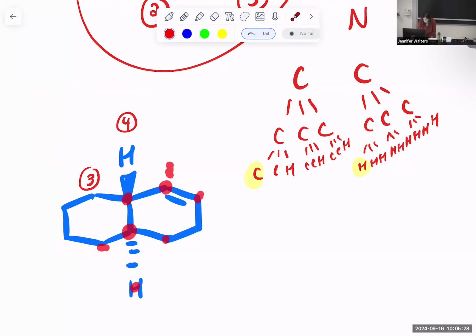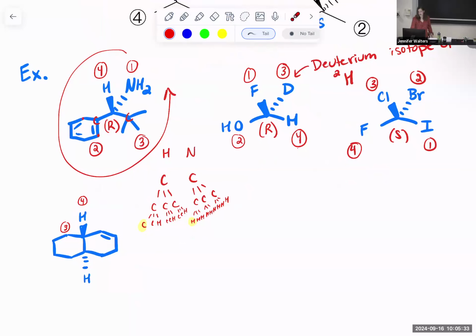Then I get to, well, we're out of time. We'll start with this one next time. Go ahead and try to prove to yourself what the stereochemistry is for that one.